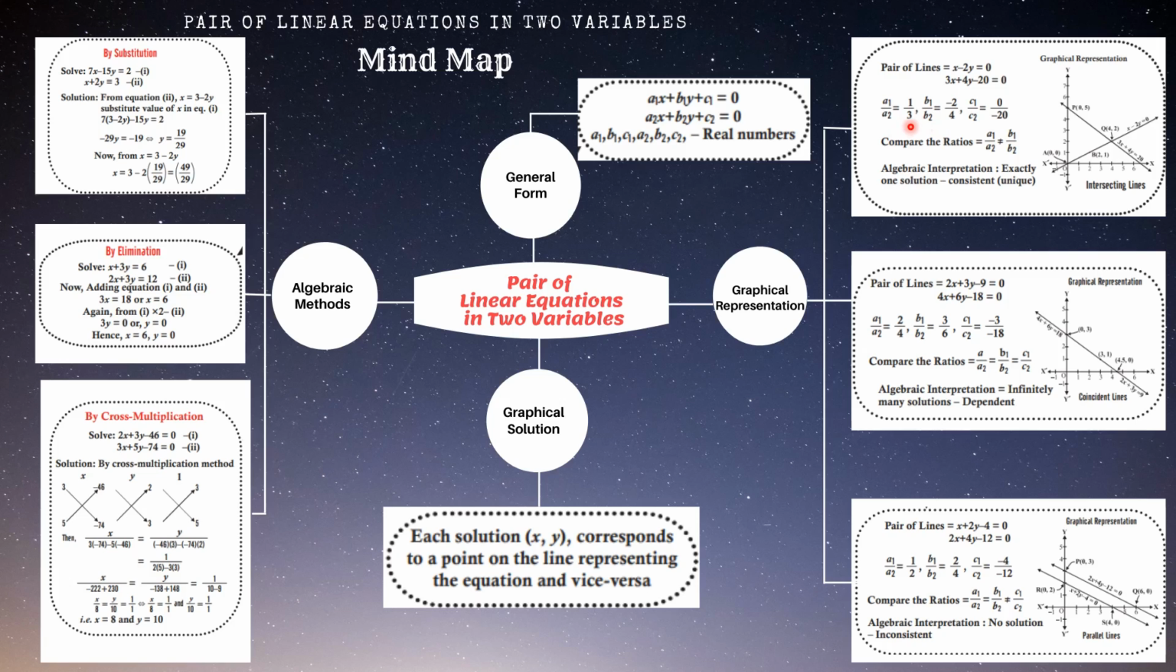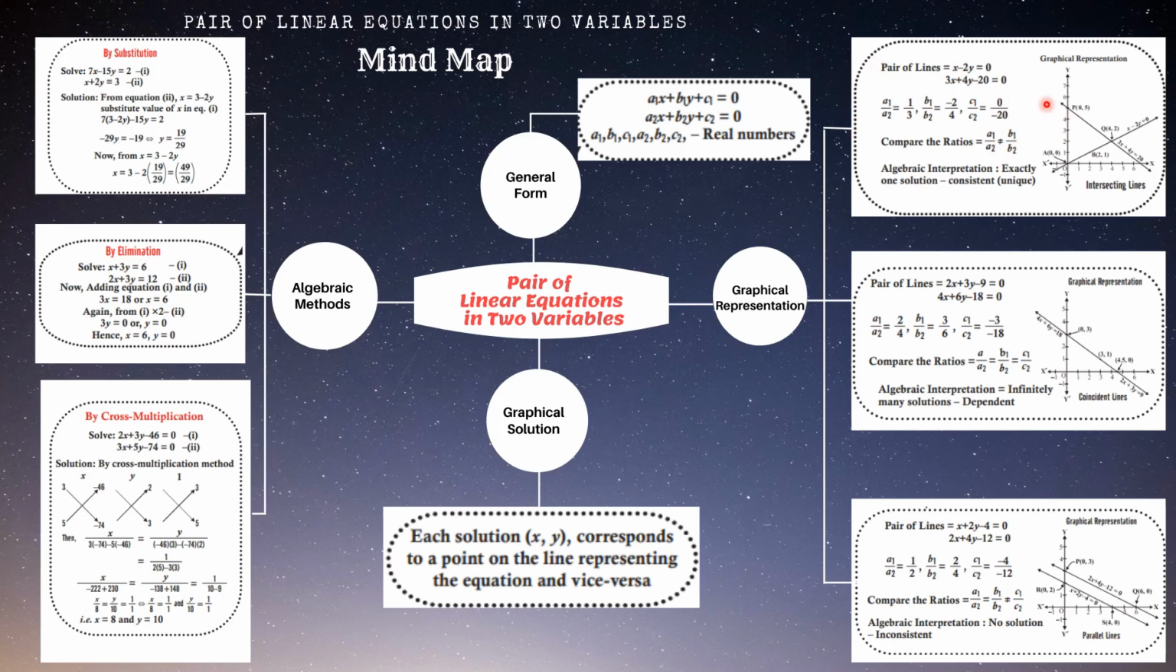The coefficient of x in this equation is 3, and hence a1 upon a2 is given as 1 upon 3. Similarly, b1 upon b2 is given as minus 2 upon 4, because the coefficient of y in the first equation is minus 2, and in the second equation is plus 4. So minus 2 upon 4 would be b1 upon b2. For c1 upon c2, we don't have a c1, that means it should be 0. c2 is minus 20 as noted down over here.